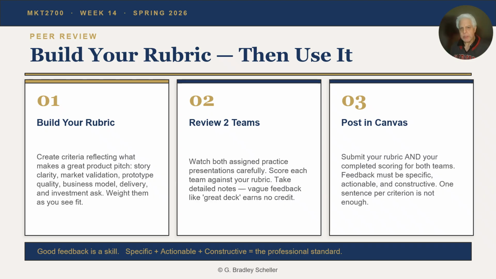Step 2 is you're going to use your rubric to review these 2 assigned team presentations. Watch carefully, score each team against each criteria, and write down specific observations for each criteria. Do not submit vague feedback. I'm looking for specific, actionable, constructive commentary. That's where you're going to gain experience. Step 3 is post your rubric and your completed scoring for both teams in Canvas.